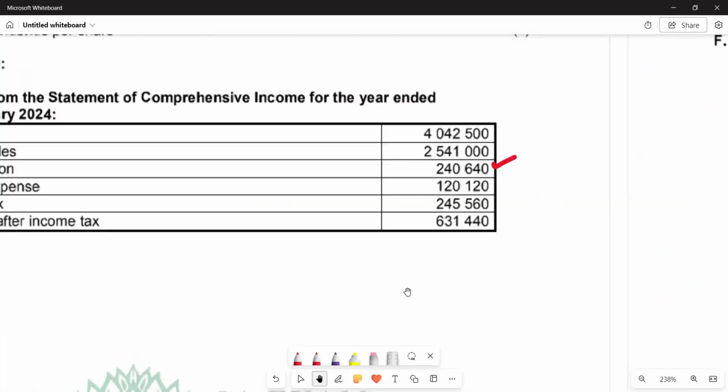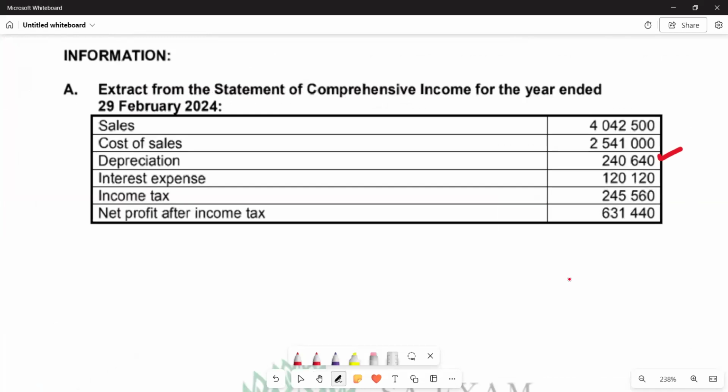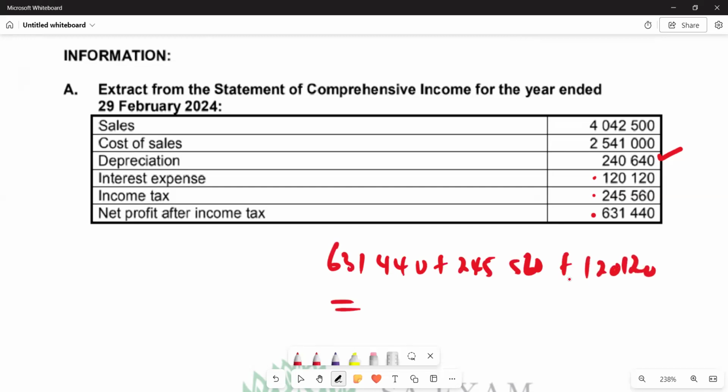So we are going to find the net profit before interest and tax from the information that we are given there. We know that net profit after income tax is 631,440. So to get before income tax, we add 245,560. And then to get before interest expense, we add again 120,120. So that's how we are going to calculate. So we are going to say 631,440 plus 245,560 plus 120,120 to get the net profit before interest and tax, which is going to be 997,120. So this is going to be our numerator.